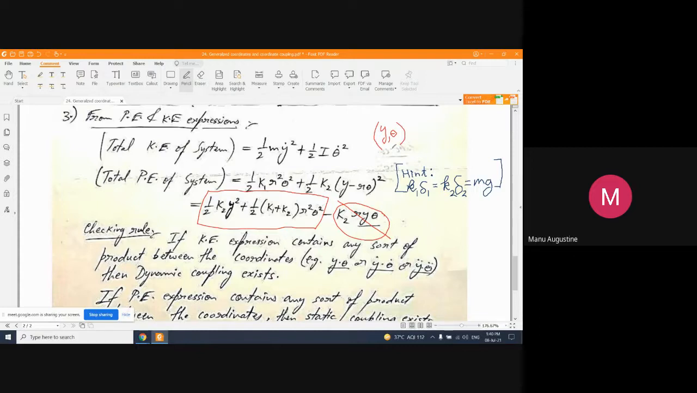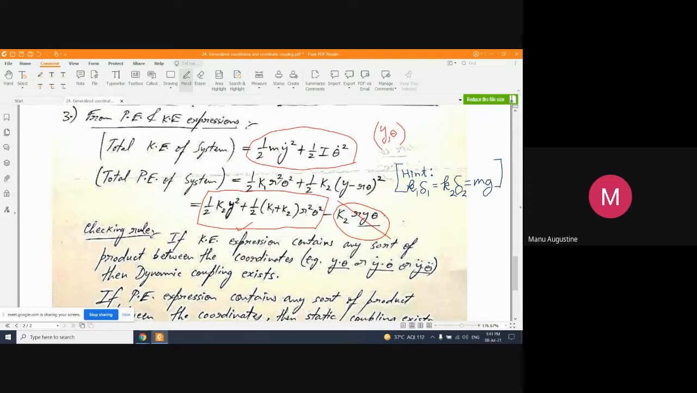Because for dynamic coupling, I have to see a marriage between y and theta in the kinetic energy expression. For static coupling, I have to see a marriage between y and theta in the potential energy expression. So if such marriages, such mutual products or mutual multiplications are not there in both the expressions, then I say they are neither statically coupled nor dynamically coupled.